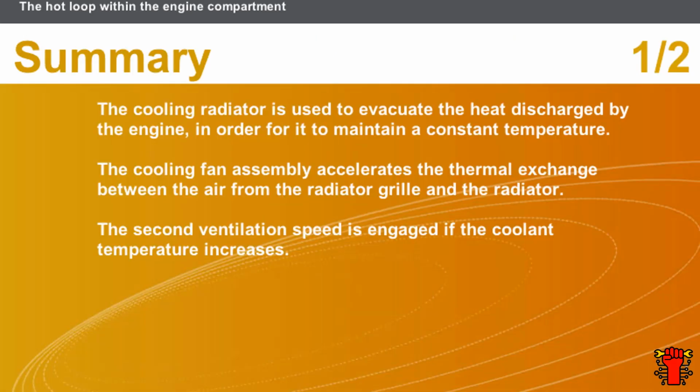In this section, we covered the following points. The cooling radiator is used to evacuate the heat released by the engine in order for it to maintain a constant temperature. The cooling fan assembly accelerates the thermal exchange between the air from the radiator grill and the radiator. The second ventilation speed is engaged if the coolant temperature increases.